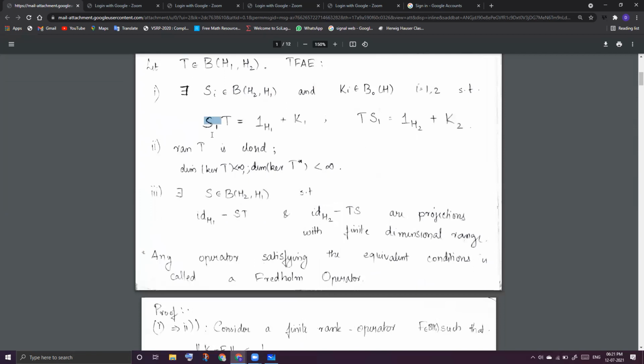So S1 is the left inverse of T, and S2 is the right inverse of T up to a compact operator, K1 and K2. And in this case we are just saying that it need not be compact itself. It can be a finite dimensional range projection only. And this second one is an easier way to identify which operators are Fredholm, because computing range T and kernel T star is easier than explicitly finding S1 and K2. Yeah, so that was the idea.